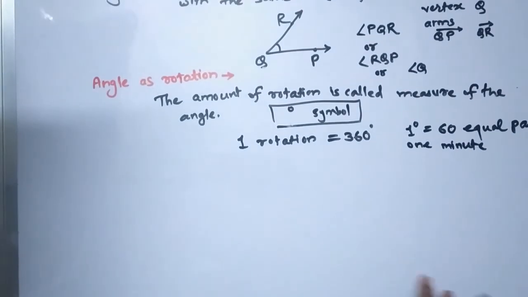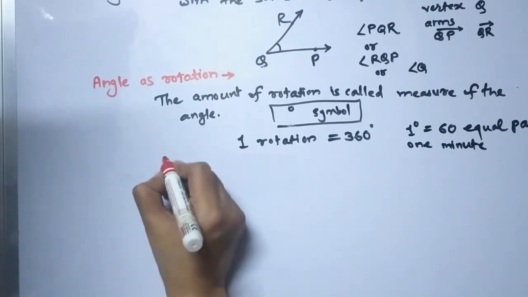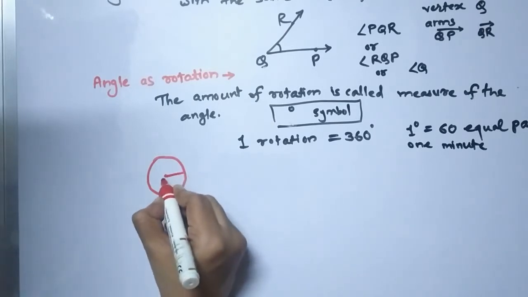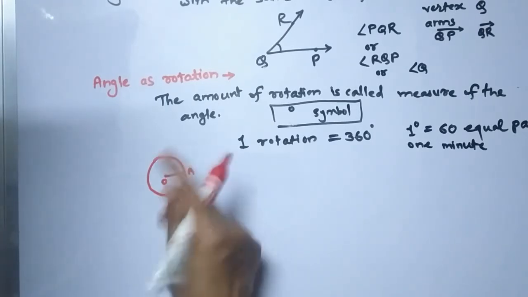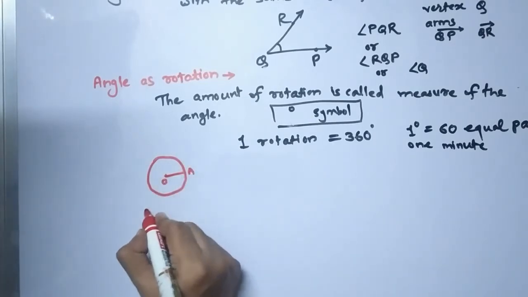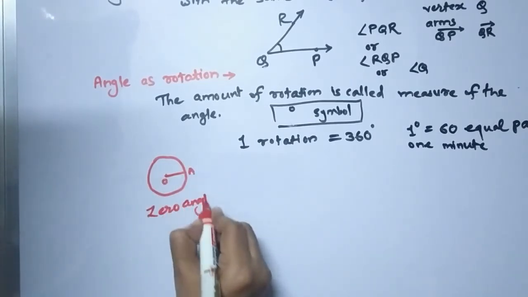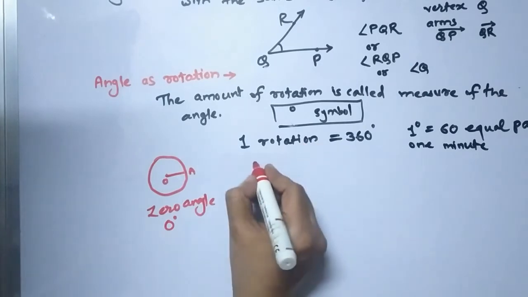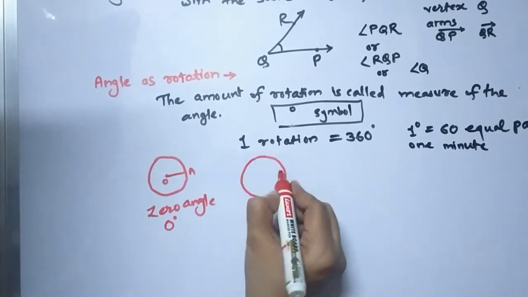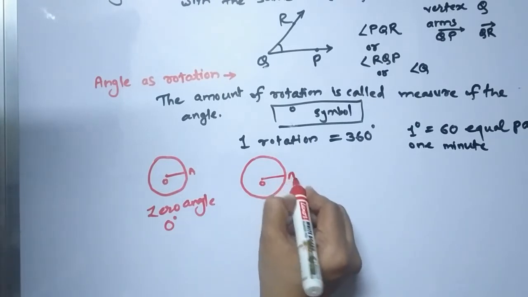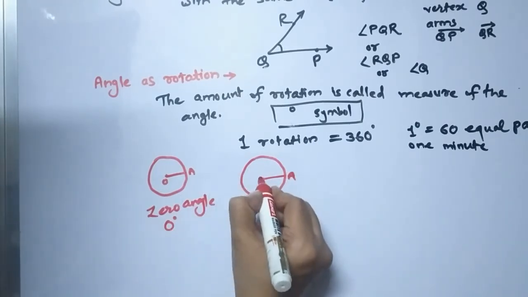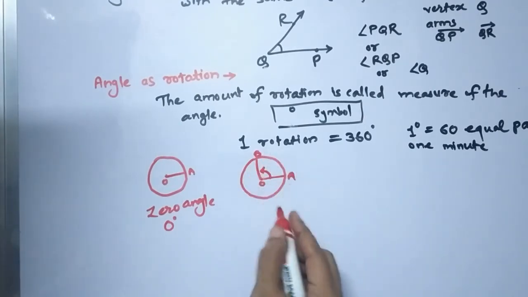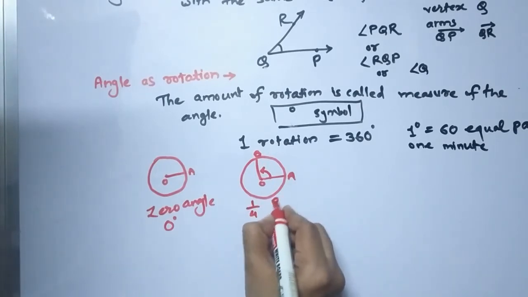So for example, I will draw this for you, rotations. This is one circle. Here this is O and this is point A, the starting position, which is 0. So this is a 0 angle. Now suppose I want to rotate it. First of all it is at 0 degree. Now I am rotating it by 1/4, that is, you can say 90 degrees. So you can say 1/4 rotation.